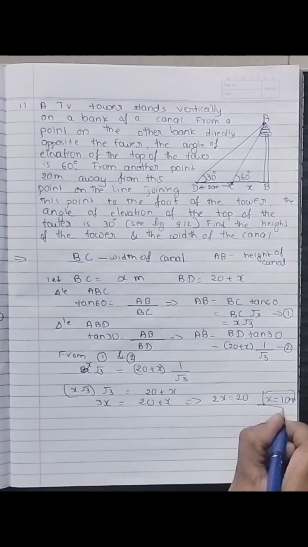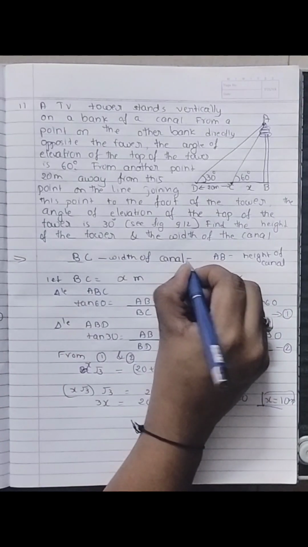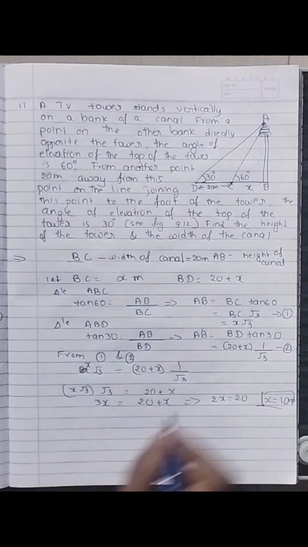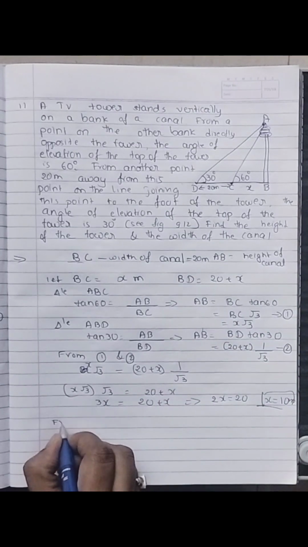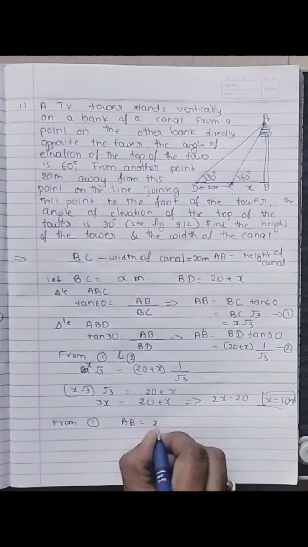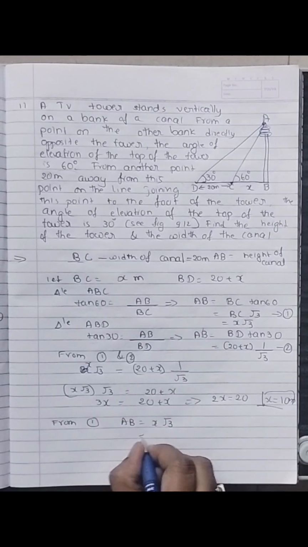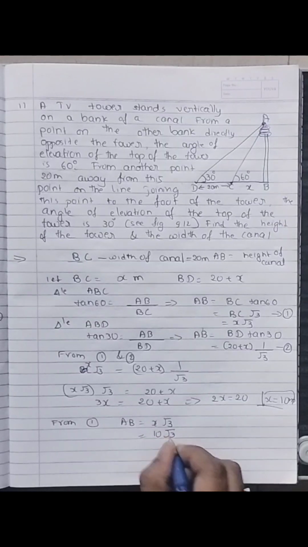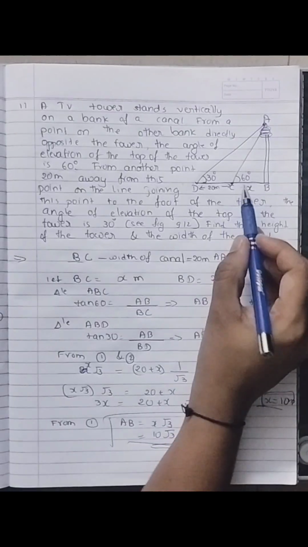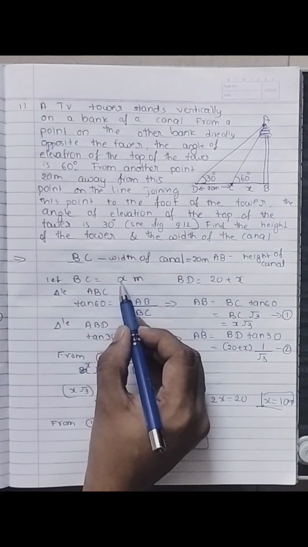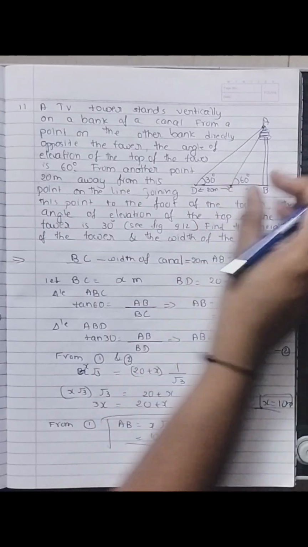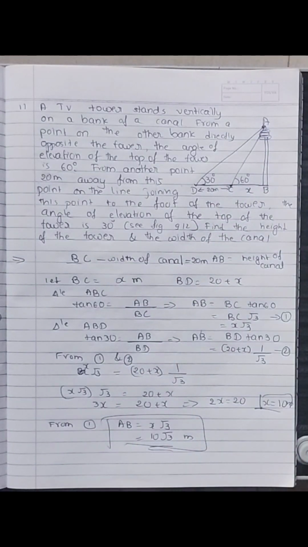So what is the width of the canal? BC is equal to 10 meter. So next we have to find out the height of the tower. So we have the equation from 1, AB is equal to x root 3. What is x we got? 10. So what is the height of the tower? It is 10 root 3 meter. So the width of the canal we assumed as x in the initial stage, that we have found as 10 meter. So the width of the canal is 10 meter and the height of the tower is 10 root 3 meter.